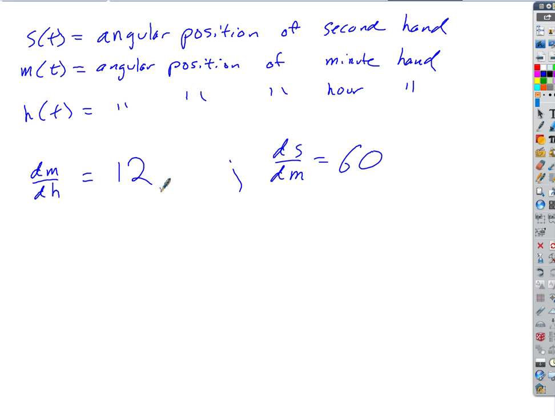So can you tell me then, and if you can tell me this, you already kind of understand the concept of the chain rule, just intuitively. What is dS/dH? 720. How did we get that?